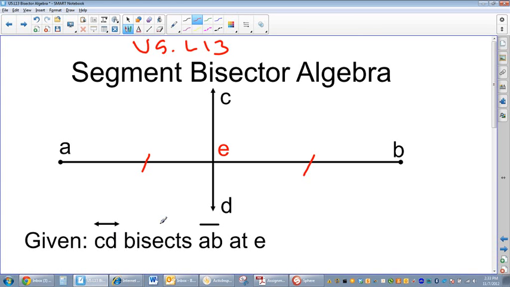Okay, so we're doing Unit 5, Lesson 13, Segment Bisector Algebra. We've got a couple of things to do. You should be copying down that, not just Unit 5, Lesson 13. We're doing the algebra that goes with the segments.